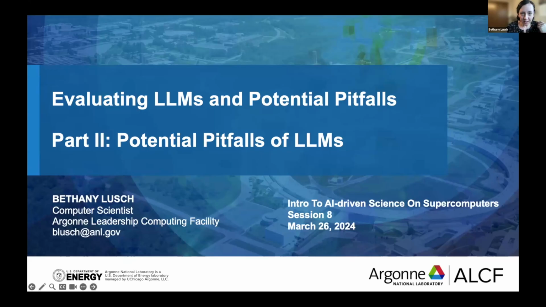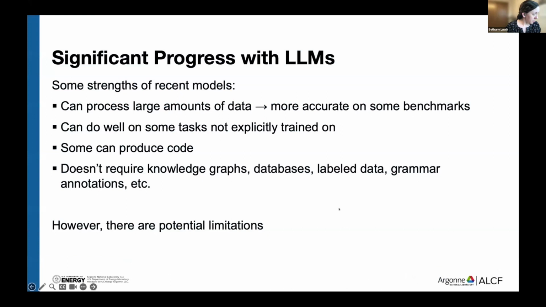So today we're talking about how to evaluate LLMs and also some potential pitfalls. In this session and course, you've heard about some strengths of recent large language models: they can handle a lot of data, and on some benchmarks there's been a lot of progress. Sometimes they can do well on tasks they're not explicitly trained on. Some of them can produce code.